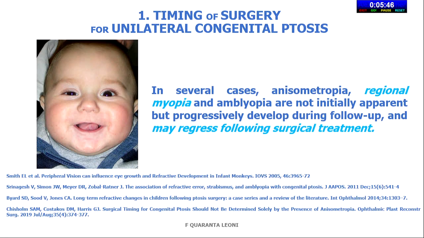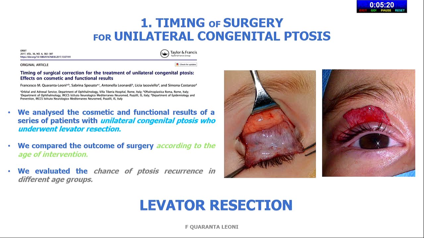What is a relatively new concept of the last 5 to 10 years is that even in mild cases of unilateral ptosis, like in this child, we might have anisometropia, refractive myopia, and amblyopia that may not be initially apparent, but they progressively develop during follow-up. And what is even more important, they may regress following surgical treatment. And this is the reason why recently, for unilateral congenital ptosis, we started to operate a little bit earlier than usual.